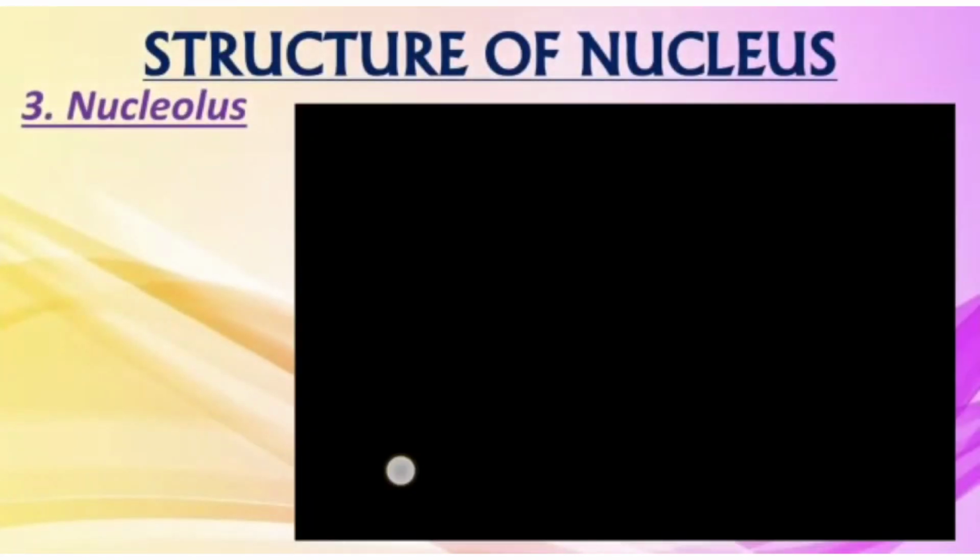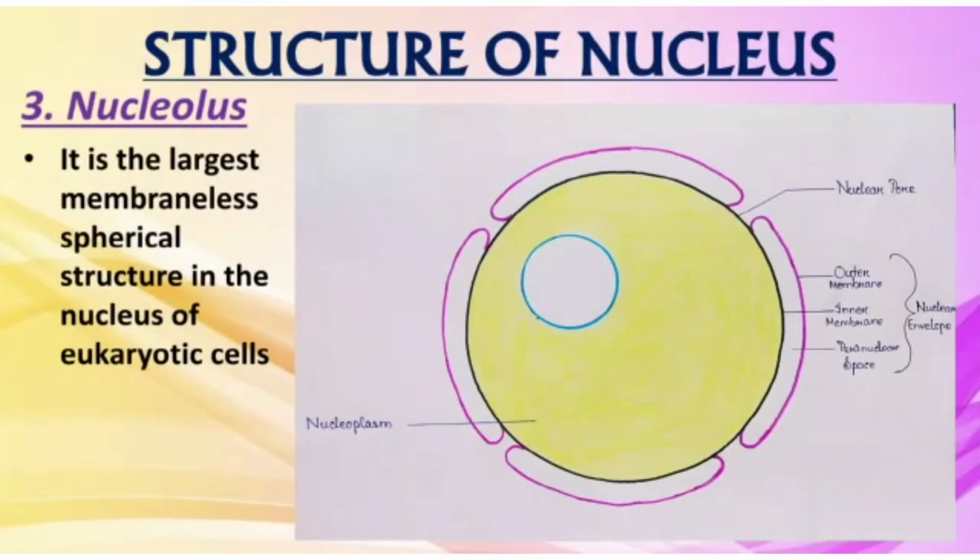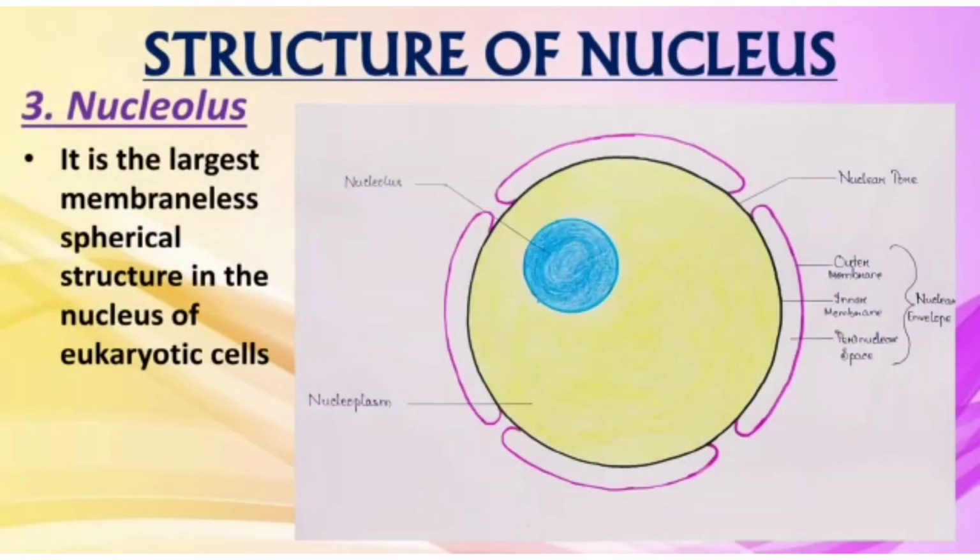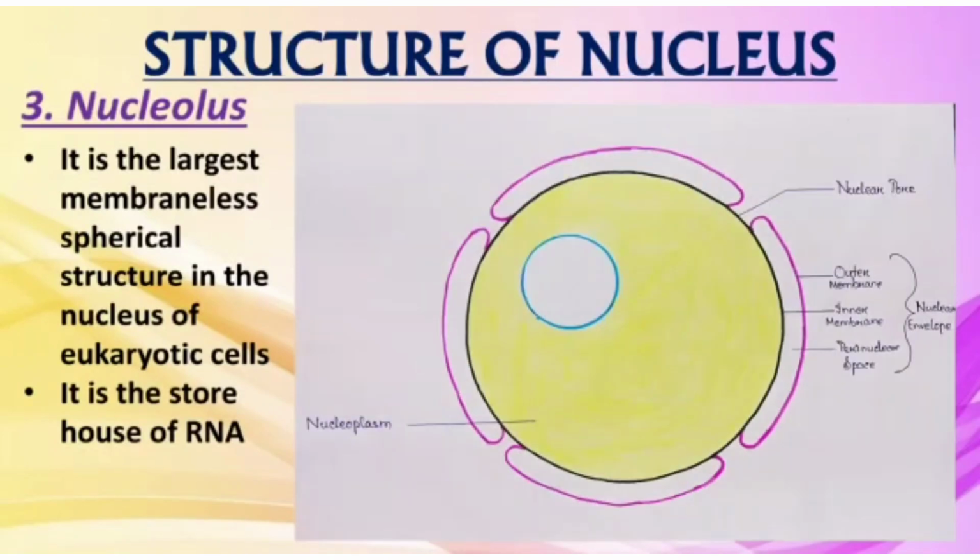The nucleolus is the largest membraneless spherical structure in the nucleus of eukaryotic cells. Here, the blue colored region represents the nucleolus. It is the storehouse of RNA.